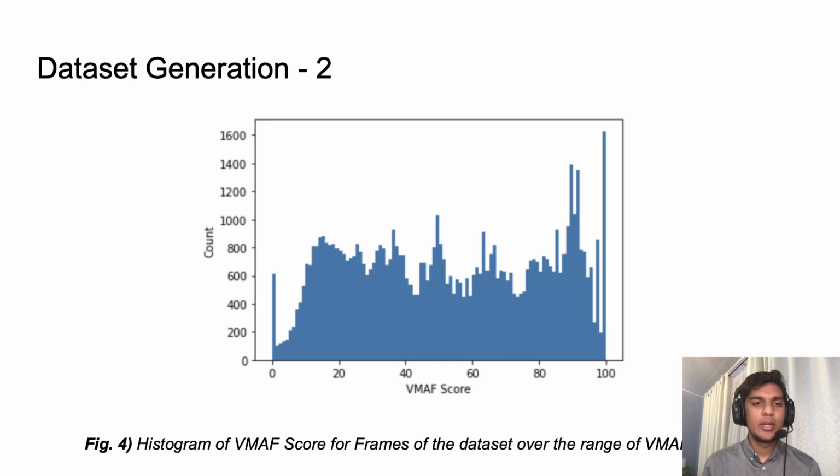Here we have a histogram showing the count of frames over the VMAF range. So we can see that it's mostly uniform. However, there's still some bias towards the higher end of the range, particularly around 90 to 100 when compared to, for example, 0 to 10 on the VMAF range.